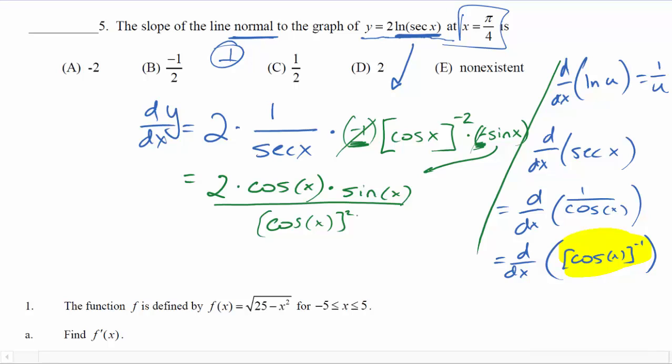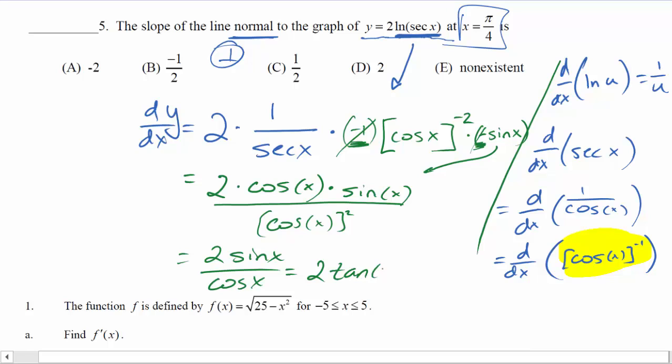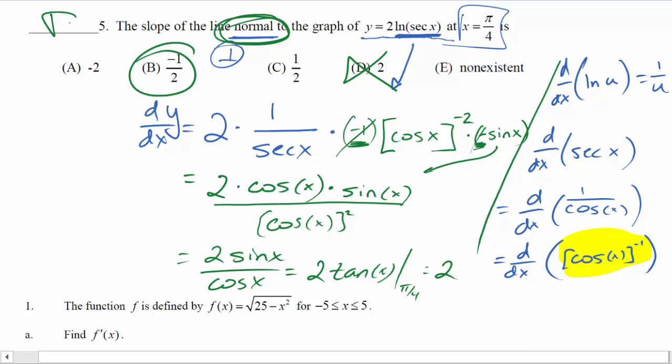Now if you notice, we have a cosine on top, we have a cosine on the bottom. So therefore, let's cancel one of those out. So I'm left with 2 sine of x over cosine of x, which truly reduces to 2 tangent of x. Since I need to evaluate this at pi over 4, if you remember, tangent of pi over 4 is just 1, so 2 times 1 is 2. But the answer is not 2, because we're still looking at normal. What's the opposite reciprocal of 2? Negative 1/2.